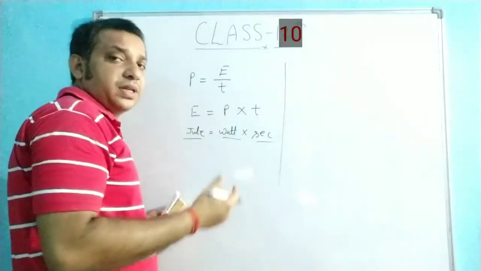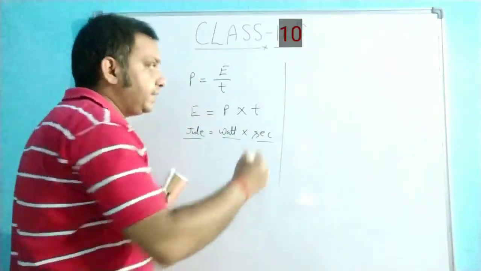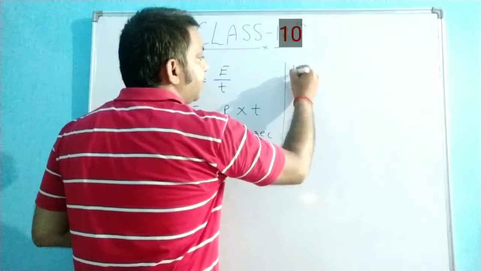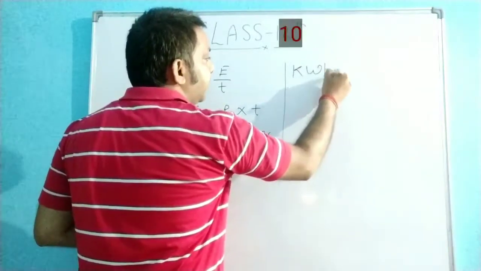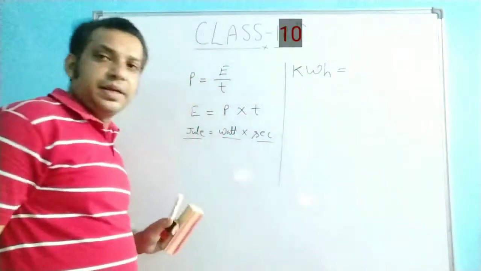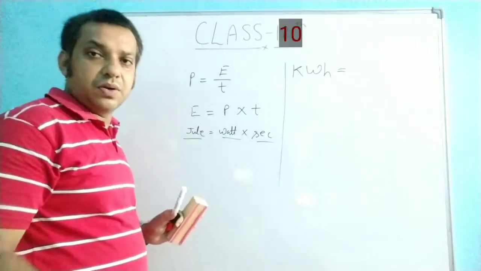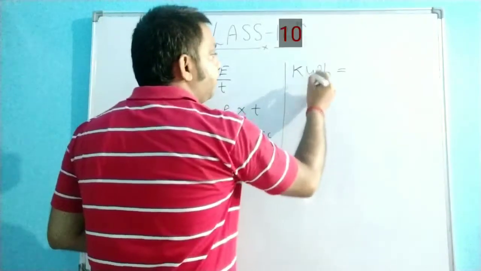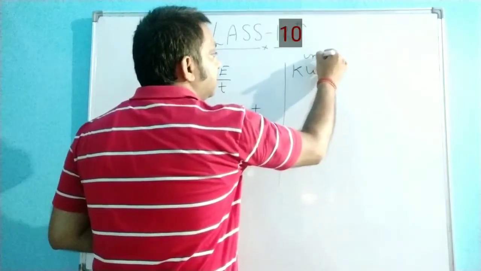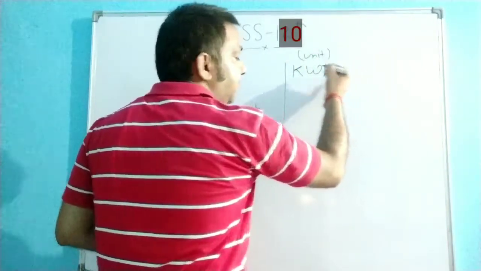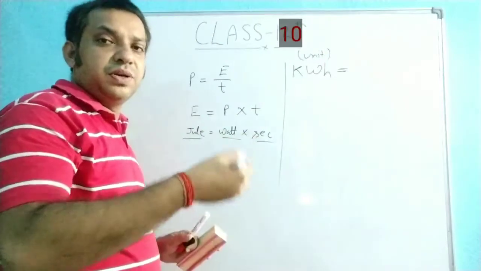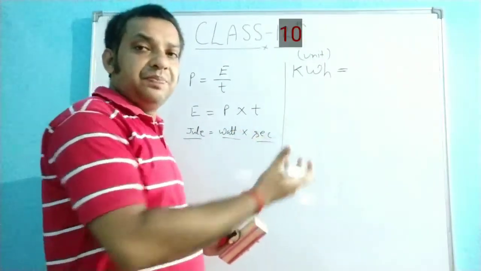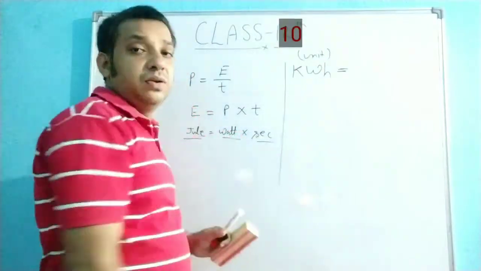So the conventional commercial unit is the kilowatt hour, kWh, also commonly known as the unit. Commonly we say 1 unit, 2 unit, 5 unit, like this, but the actual name is the kilowatt hour.